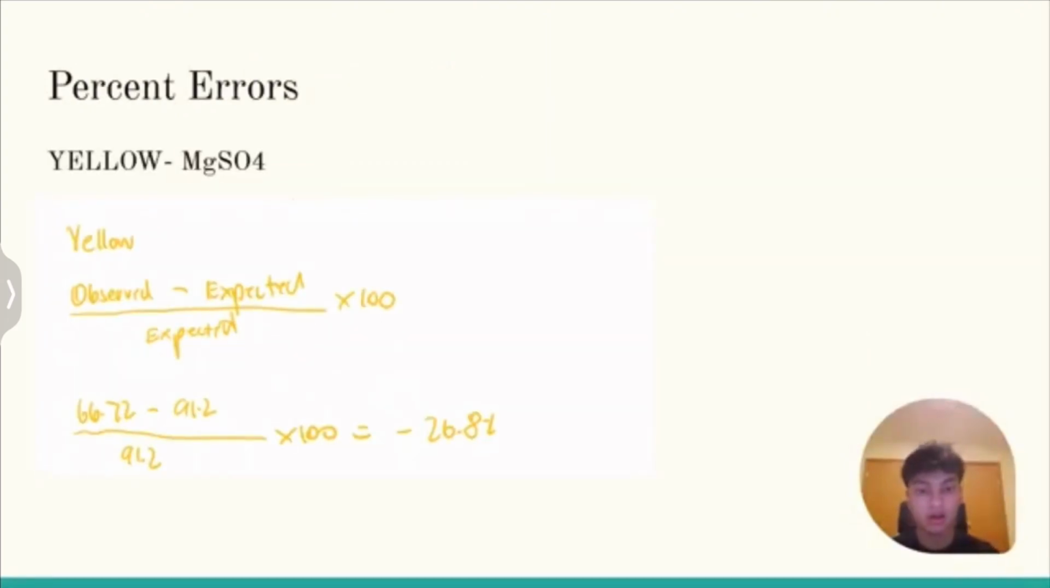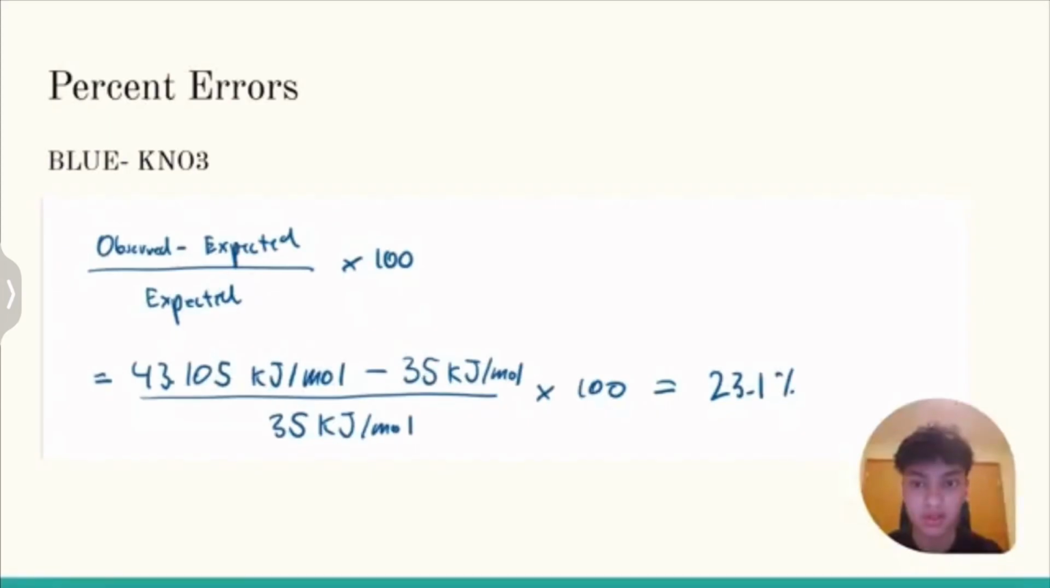So after comparing the values that we got and the values shown in the pre-lab, we can find the percent errors, first for yellow, which is MgSO4. If you do observed minus expected over expected times 100, we get 66.72 minus 91.2 over 91.2 times 100, which would be a percent error of negative 26.8, which is an okay percent error. It's about a quarter wrong. And if you do the same thing for blue, we get 43.015 minus 35 divided by 35 times 100, which is a percent error of 23.1.